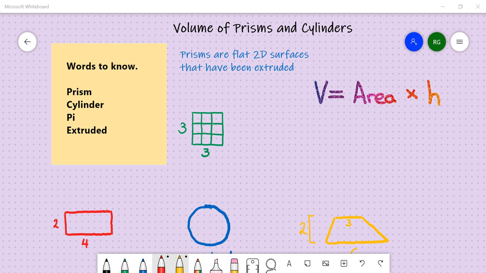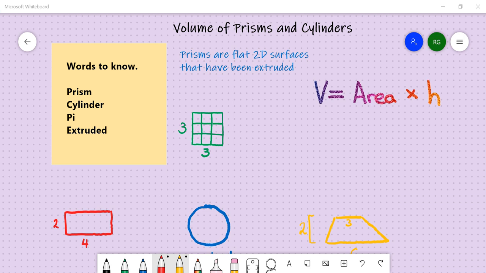Today we're going to be looking at volume of prisms and cylinders and how to work them out. But first of all, you'll see over on the left I've got some key words that you're going to need to know: prism, cylinder, pi, and extruded. The final one, extruded, means a 2D shape that's been stretched out and made 3D.